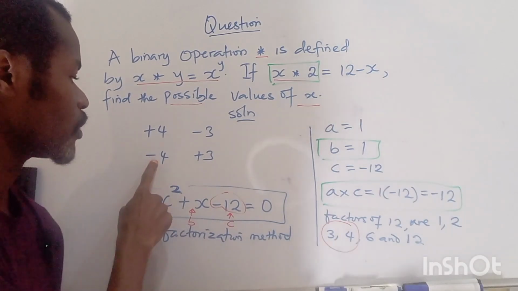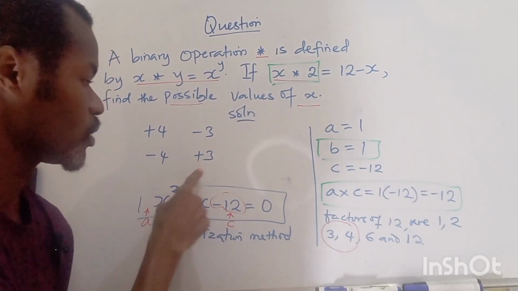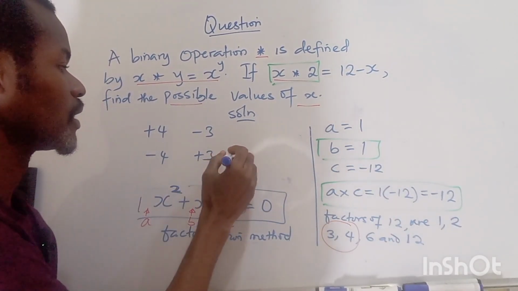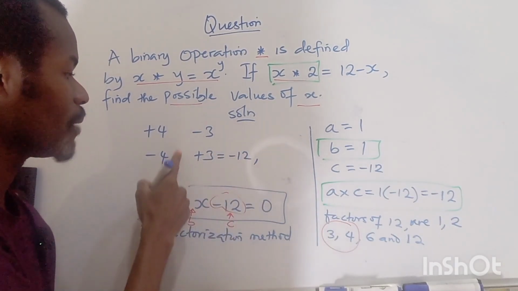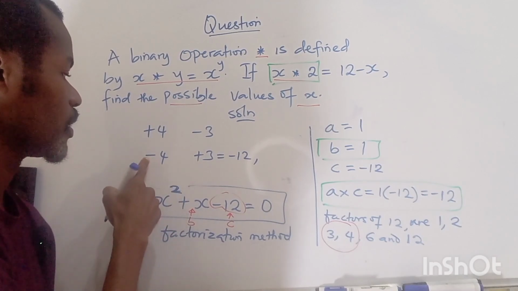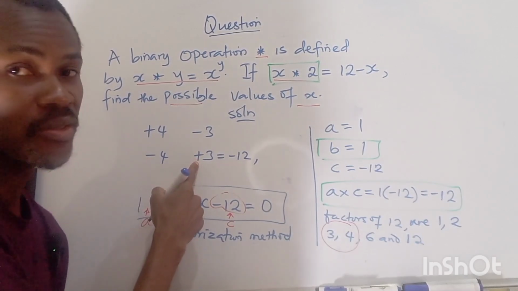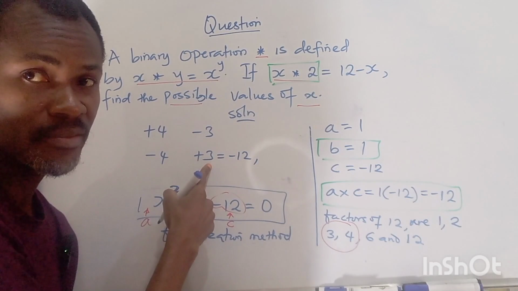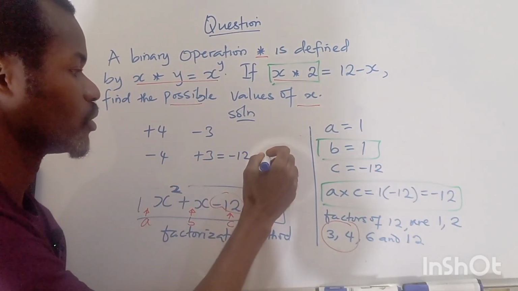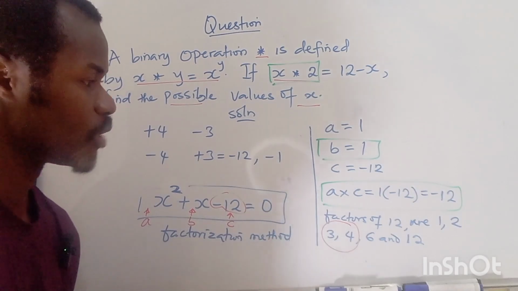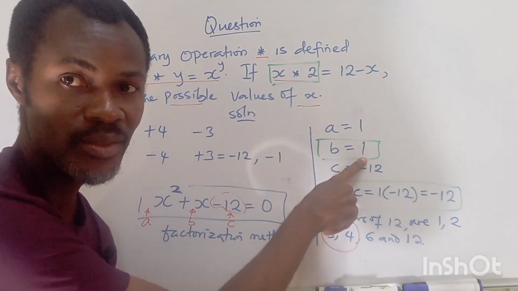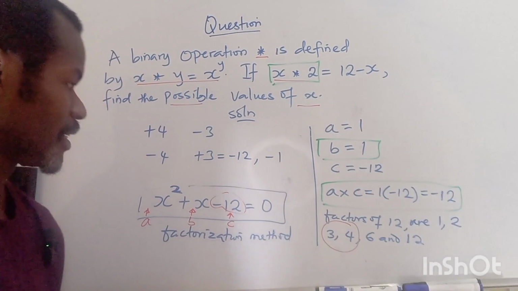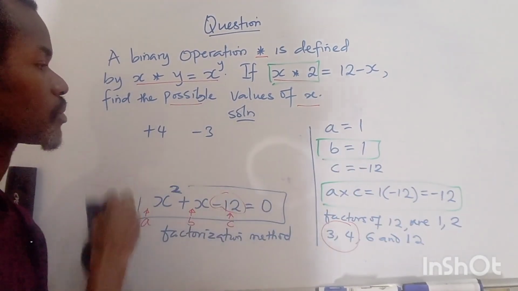If I multiply this, I'm going to get what? Actually, I'm going to get minus 12. What about if we add them? Minus 4 plus 3 is going to give us what? We are going to get minus 1. But we are looking for what? 1, and not minus 1. So this is also out.